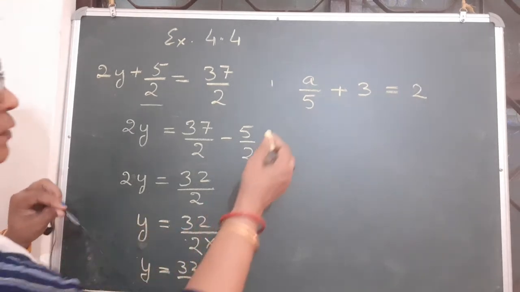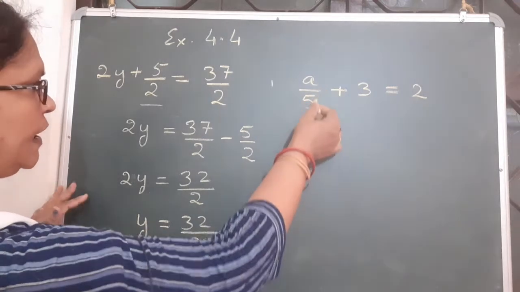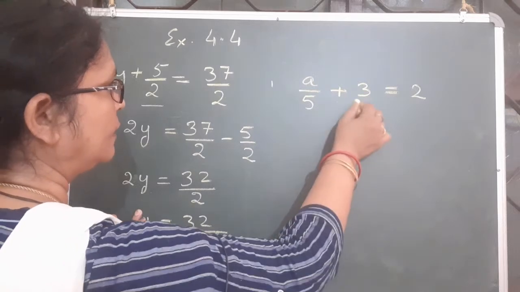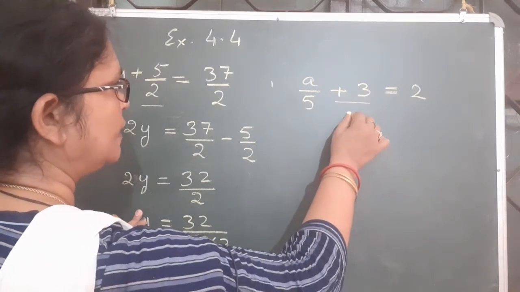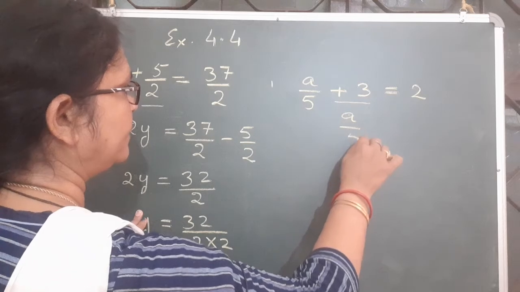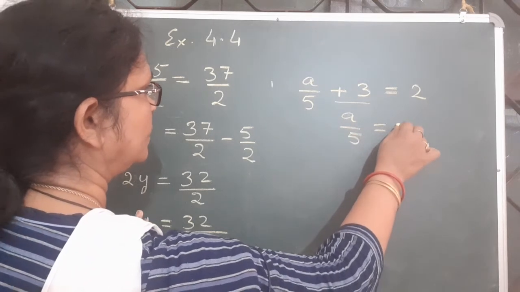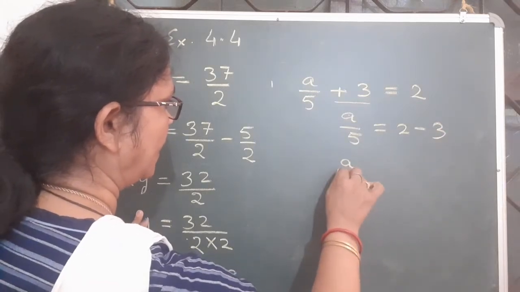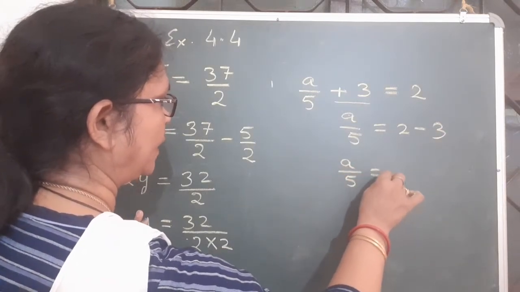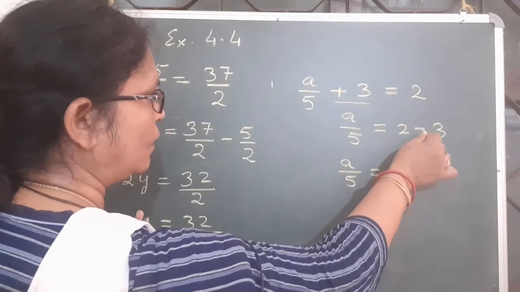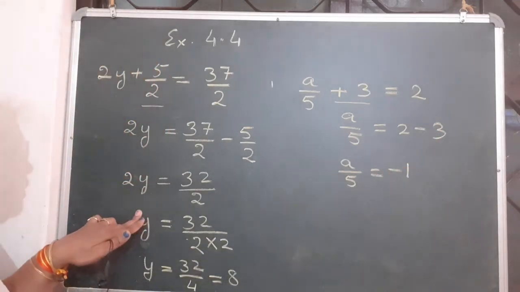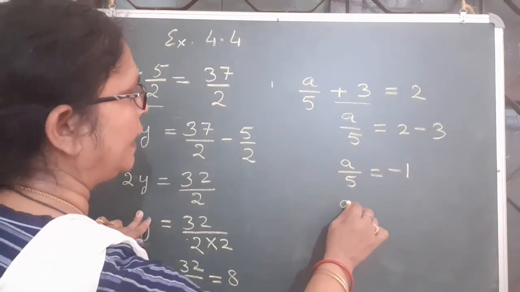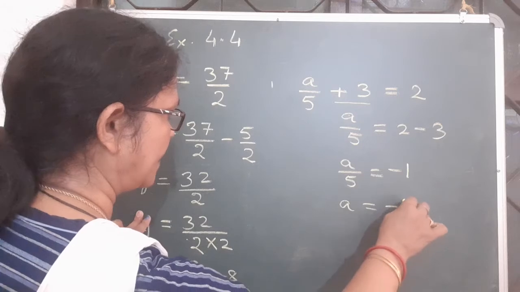Now we come to the second question. Just see here, it is a upon 5 plus 3 is equal to 2. So here we will remove this term first. So a upon 5 equal to 2 minus 3. So a upon 5 will be equal to minus 1. Sign of the greater number we always put and the numbers are subtracted.